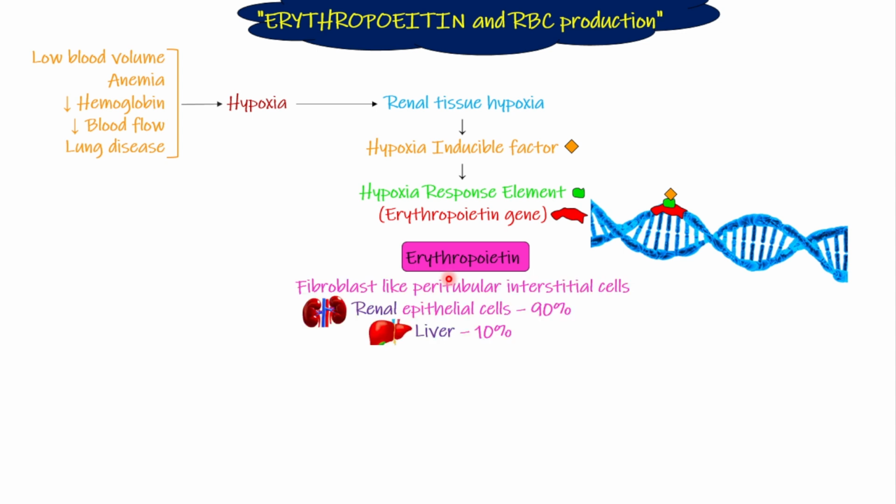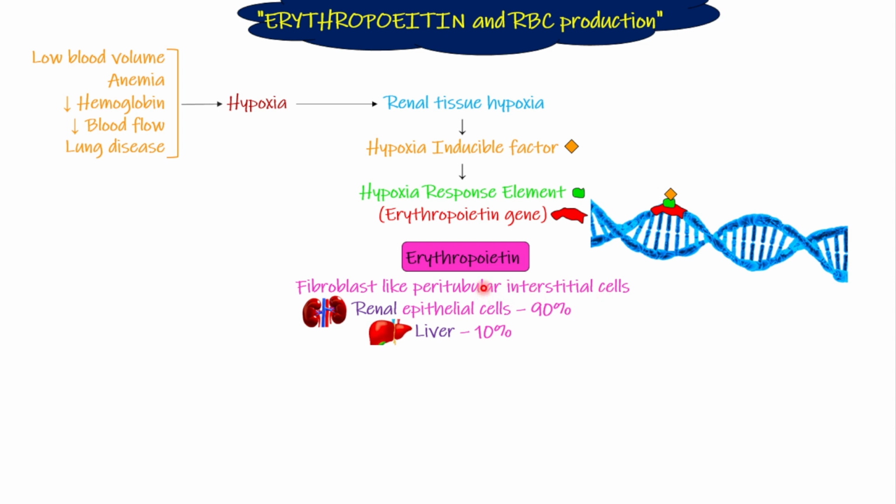Now the question comes to mind, from where exactly is the erythropoietin being produced? The erythropoietin is produced from two places, the kidneys and the liver. 90% of the erythropoietin is produced by the kidneys, and 10% is produced by the liver. Now, it is often asked which cells in the kidneys are producing erythropoietin. The renal epithelial cells, and to be precise, the fibroblast-like peritubular interstitial cells. So fibroblast-like peritubular interstitial cells will produce the erythropoietin.